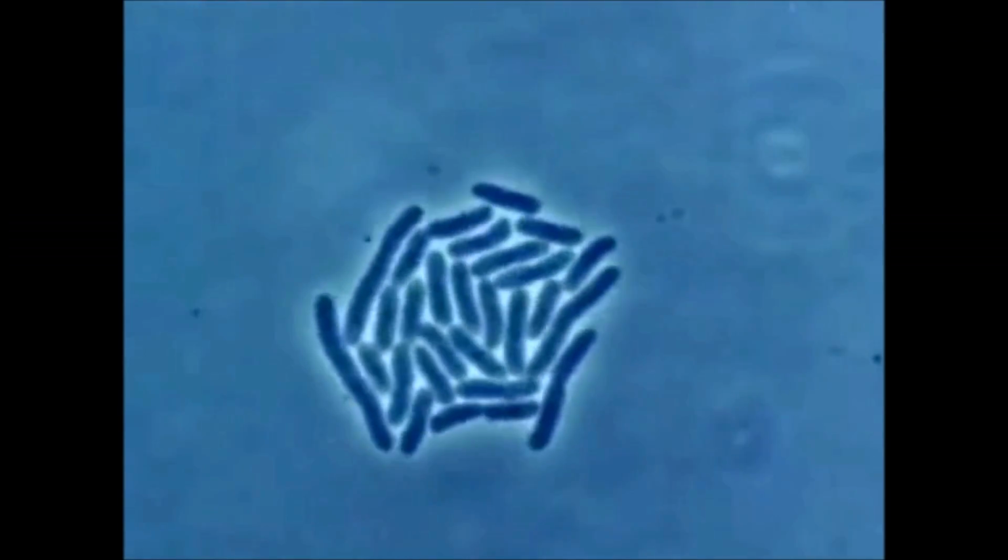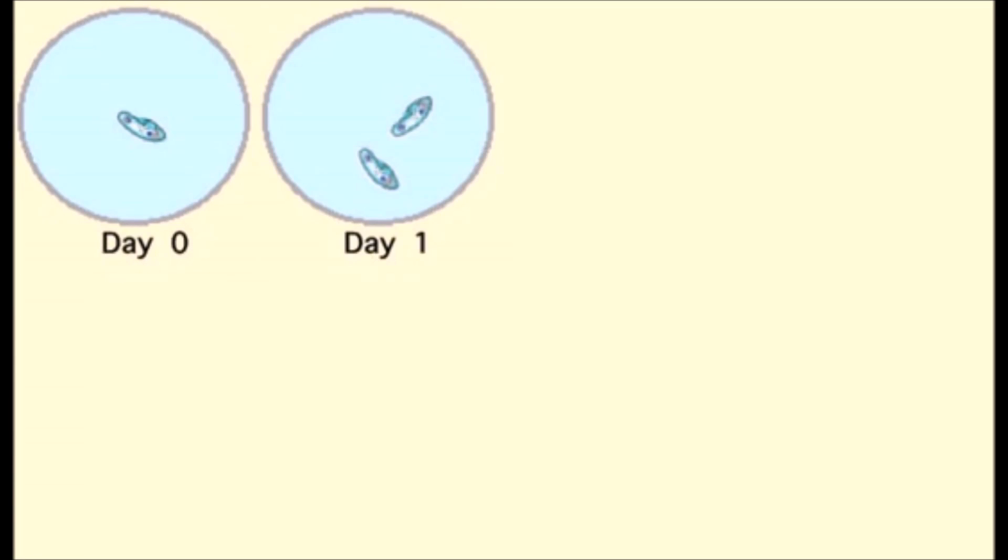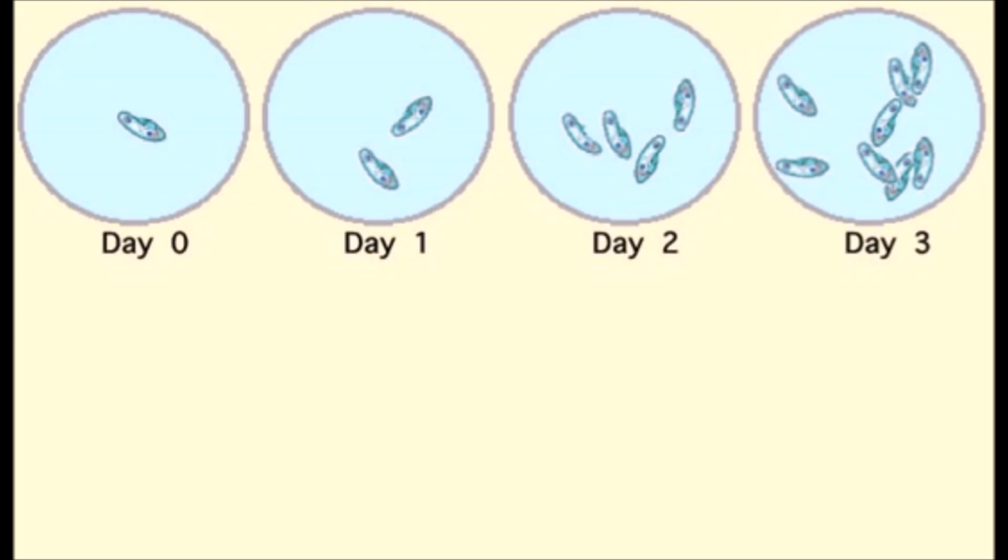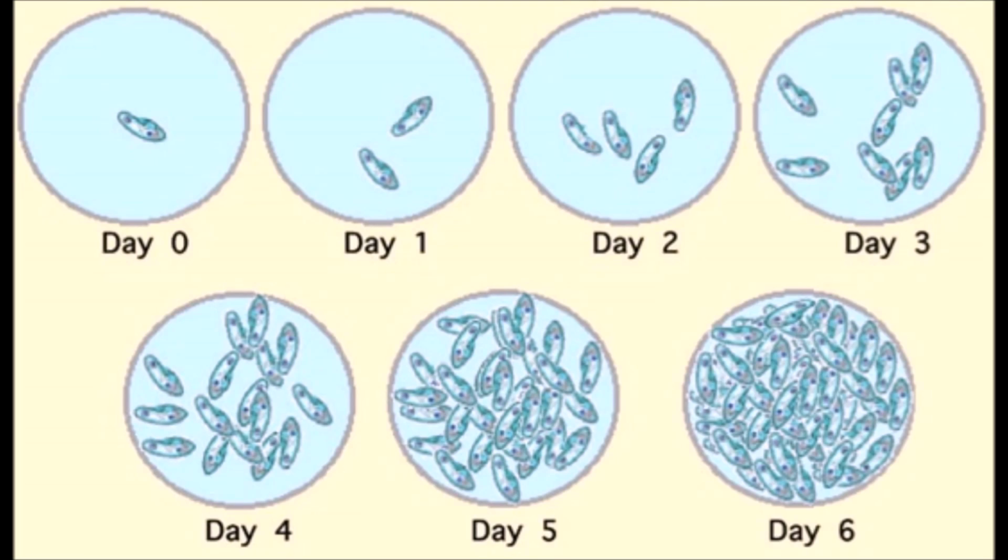Bacteria is an example of something that grows in exponential fashion. On the first day, you might just have one bacterium. On the second day, it multiplies and you have 2. Then the next day you have 4. And then you have 8. And then 16, 32, 64.